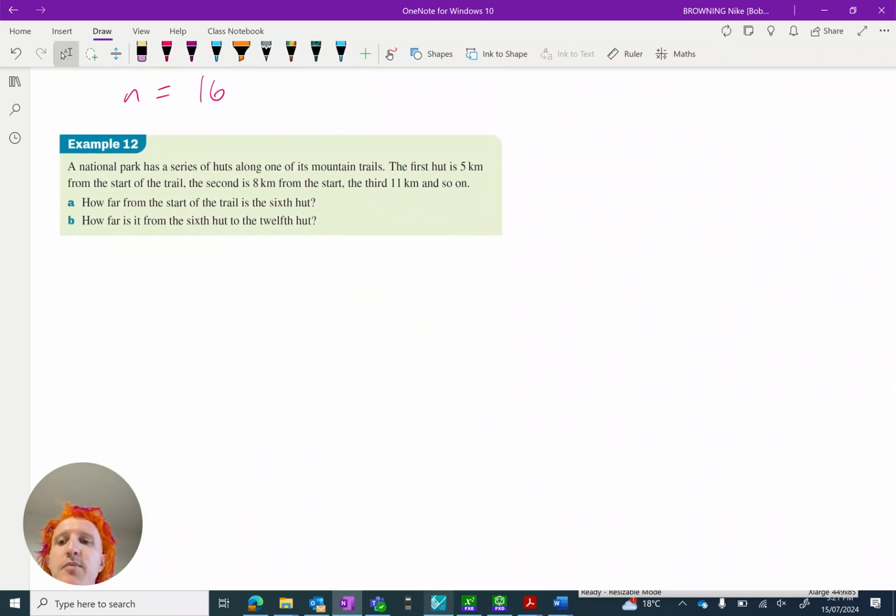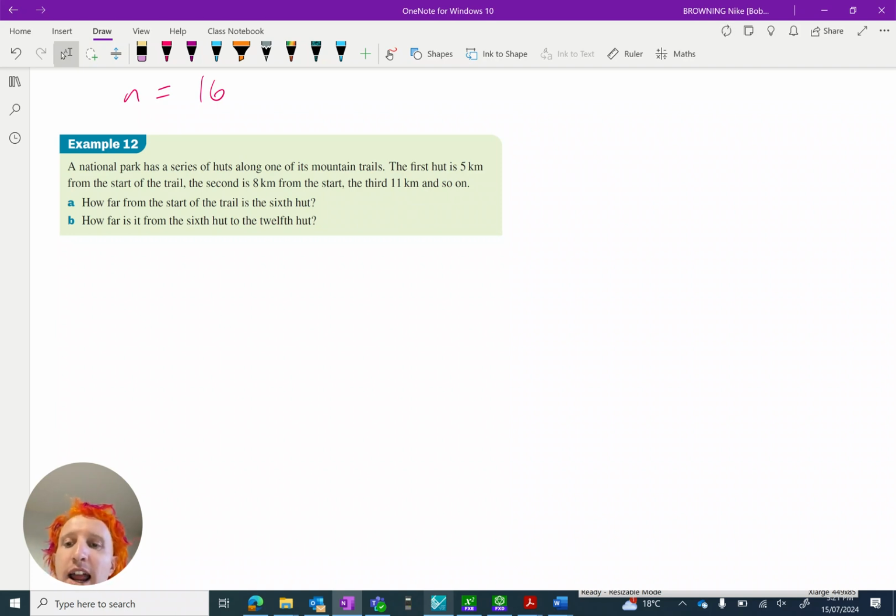Our last example is a bit more elaborate. A national park has a series of huts along one of its mountain trails. The first hut is 5 kilometers from the start of the trail. The second is 8 kilometers from the start. The third is 11, and so on. Our two questions are: how far from the start of the trail is the 6th hut? How far is it from the 6th hut to the 12th hut?